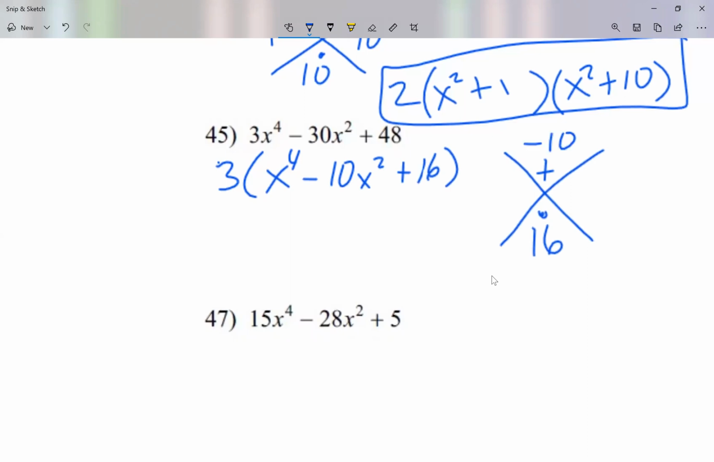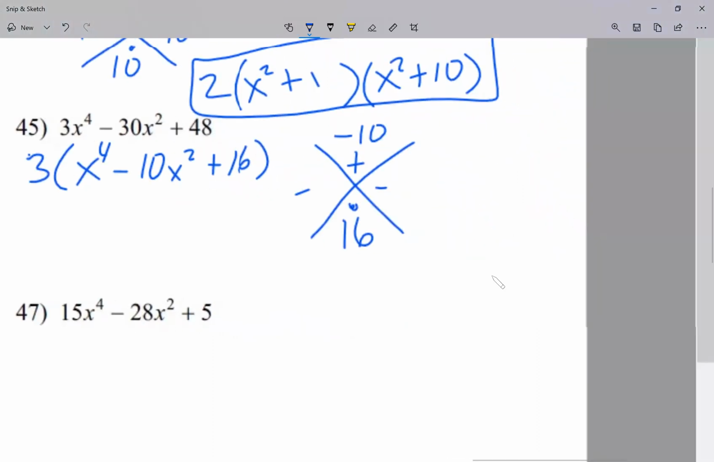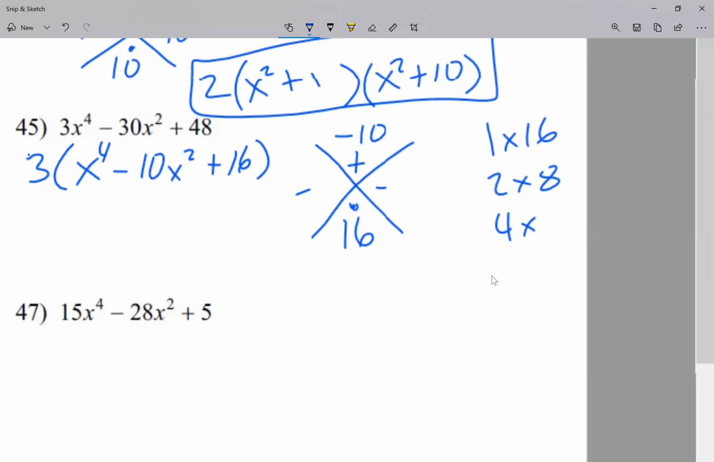All right, because the multiplication is a positive 16, that means the signs are the same. And when I add is negative, so I'm dealing with two negative signs here. Let me think of the factors of 16. I go 1 times 16, 2 times 8, 3 is not a factor, 4 times 4.